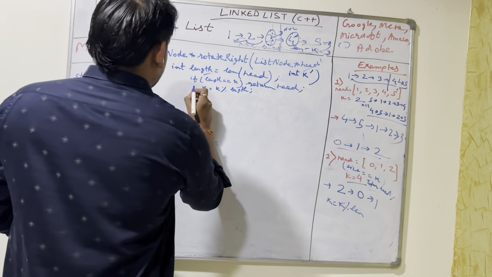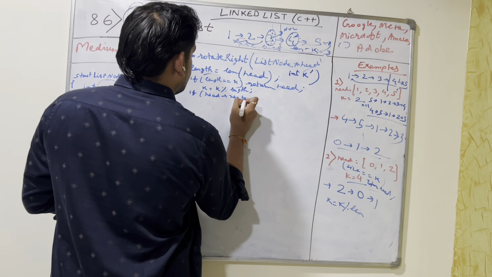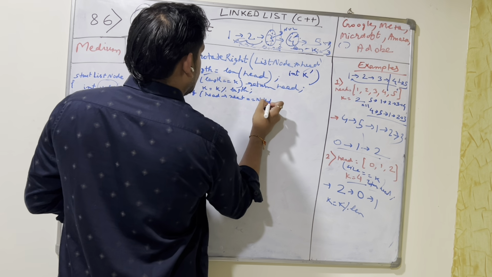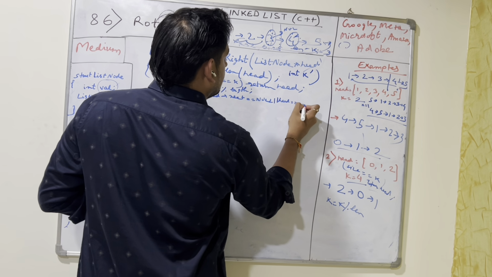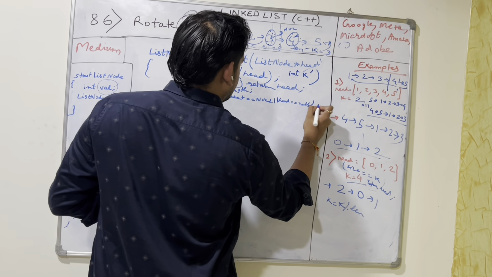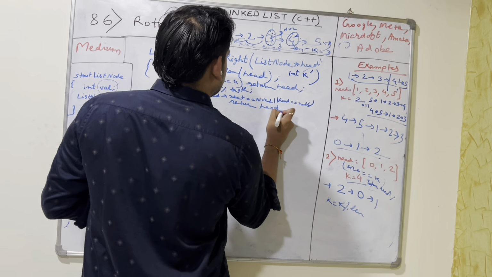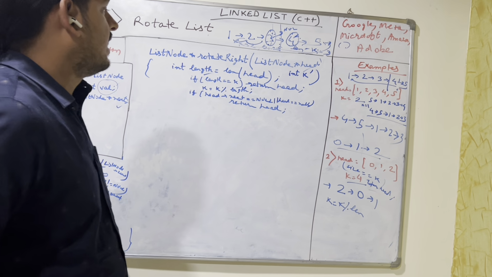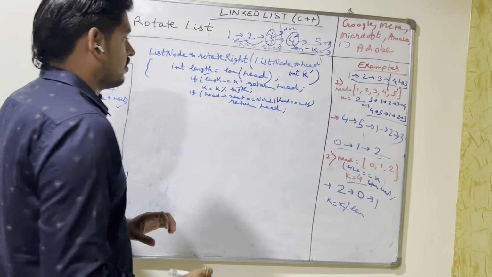Next, what if head next is actually equal to null, right? Or even head is equal to null. In that case, just return head. We don't need to write the algorithm for this. These are the direct cases, right? So we have done the base cases. Now let's do the coding that we discussed.